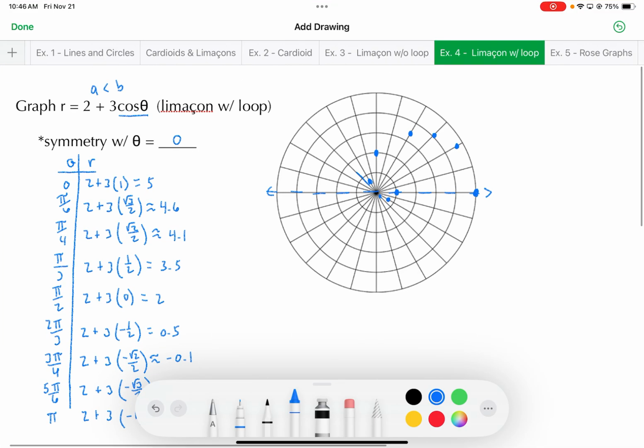Now reflect all your points over the line of symmetry. Starting with these two, I can reflect those over, and those are going to be more points to give me the loop. And I'll reflect the rest. Okay, and then I've also got this one to do.